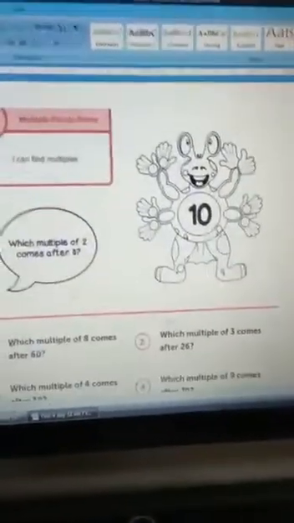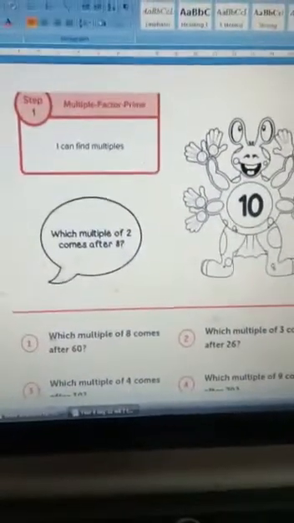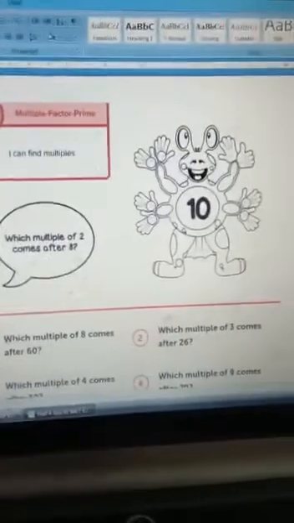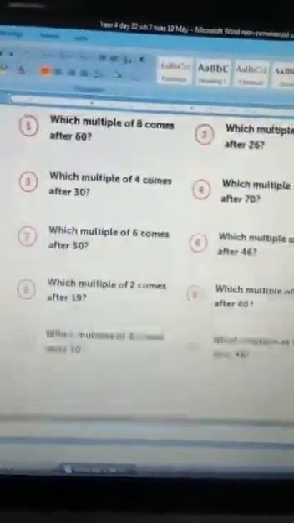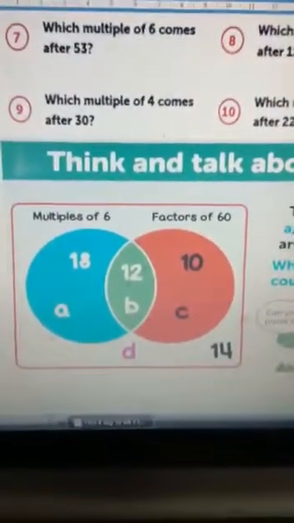Anyway, then we're looking at multiples. Which multiple of 2 comes after 8? Think of your 2 times tables, and obviously 10 is your answer. Go through these super quick. 2 pages there, and then we've got a prove it card with a Venn diagram.